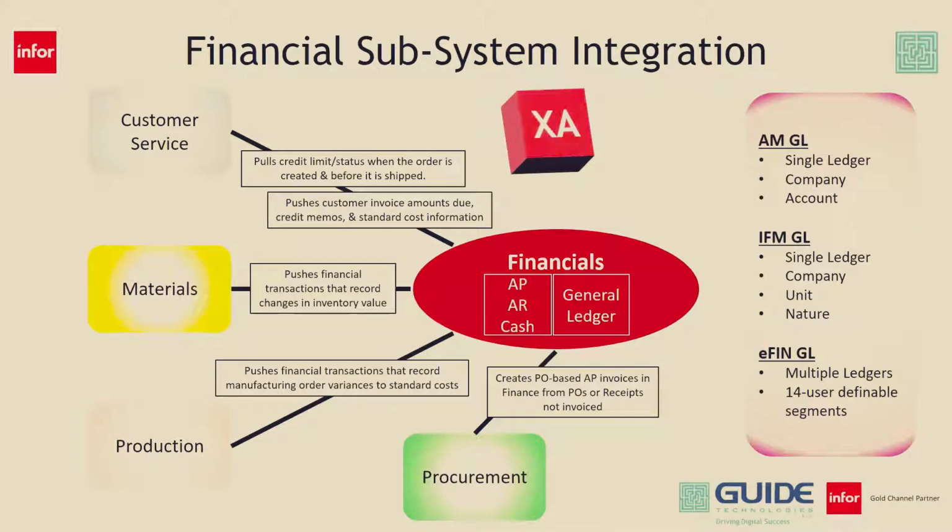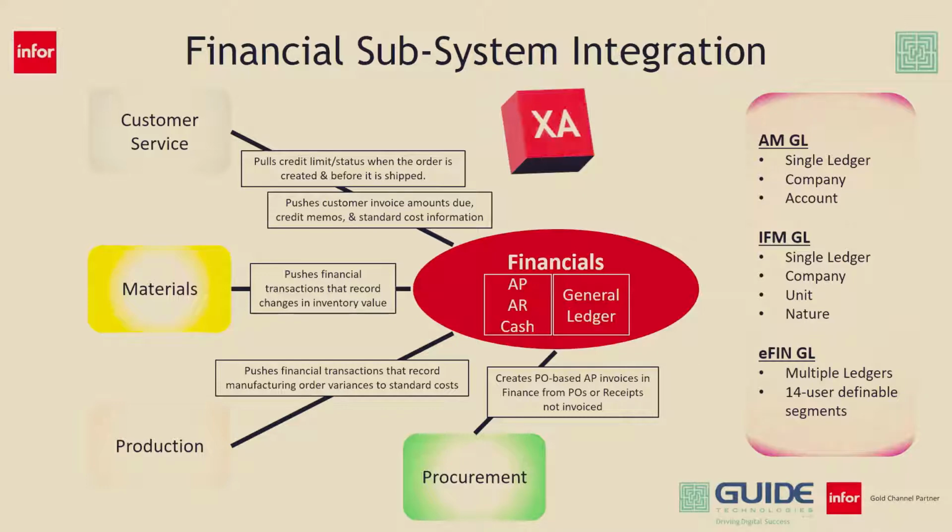So the main differences from my perspective between the three financial systems is that with the AM general ledger, you're talking about a single ledger that supports multiple companies. So the structure of that ledger is locked in. Everybody's using that same ledger format. In IFM, you have a similar type of thing, only you're able to manage multi-currency, and you have an additional segment that they call a unit that you could put identifiers for a department or a location, something like that.